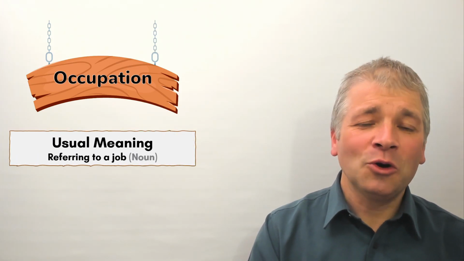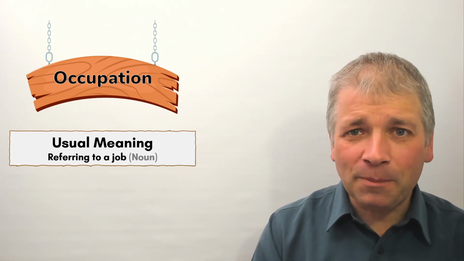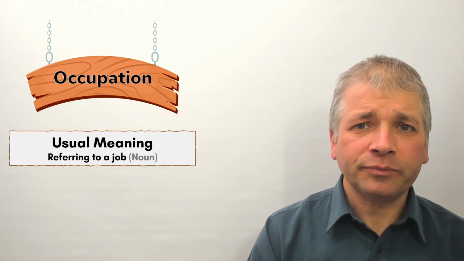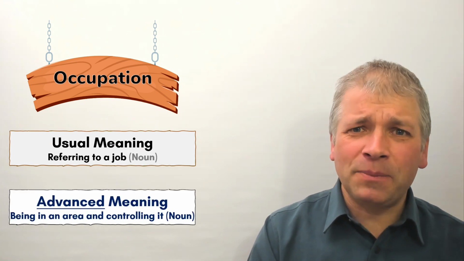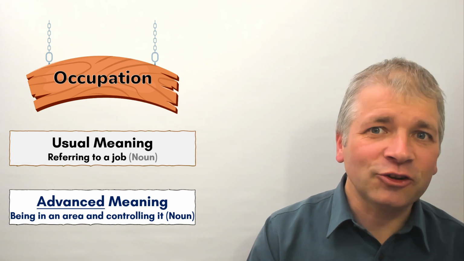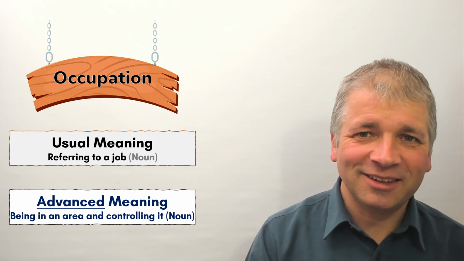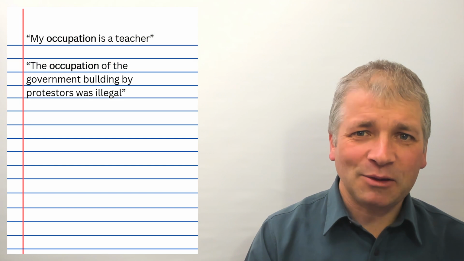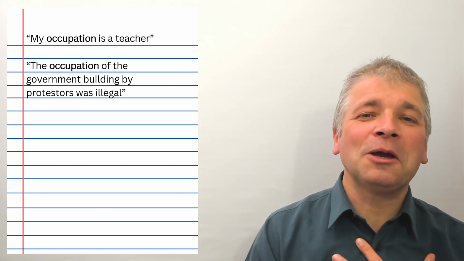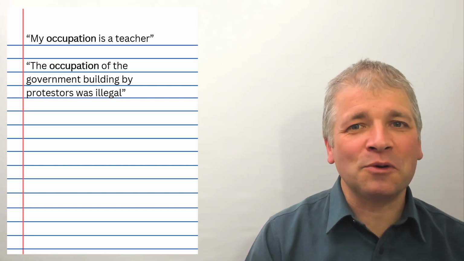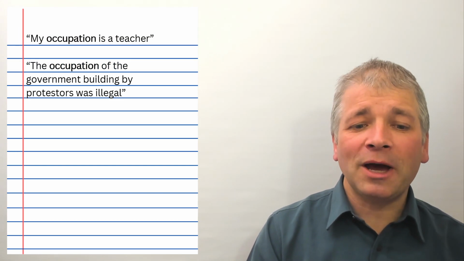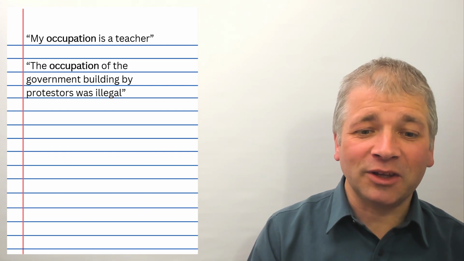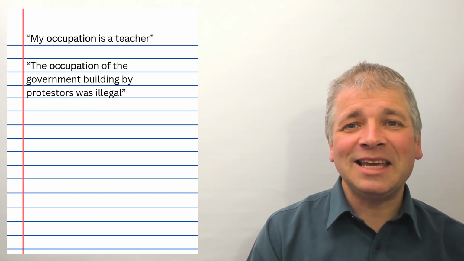Word 7 is occupation. Now we know that occupation is to do with a job. What is your occupation? What job do you do? But occupation could also be about this, being in an area and controlling it. So, example of the first use: my occupation is a teacher. That would be true for me. That's my job. But the second meaning: the occupation of the government building by protesters was illegal.